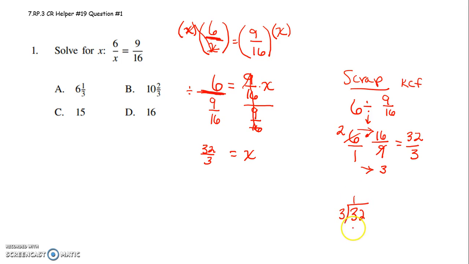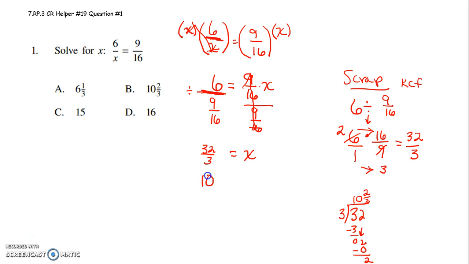3 goes into 3 once. 1 times 3 is 3. Subtract off, drag down the 2. 3 is going to go into 2 0 times. 0 times 3 is 0. Subtract off. We have a remainder of 2. That means our answer is 10 and 2/3.